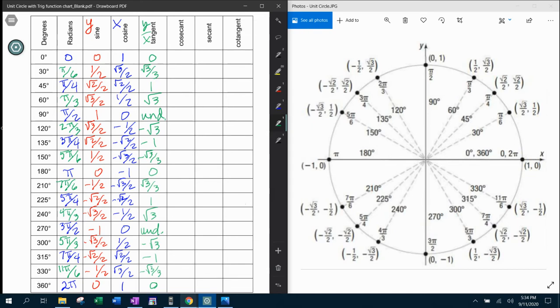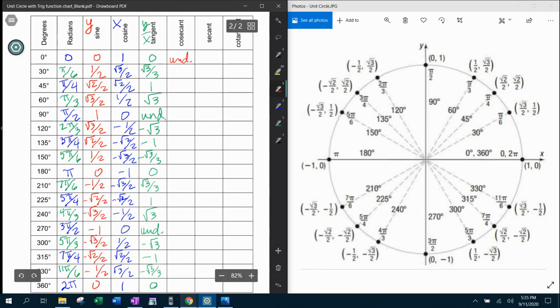So if you can get the first 3 columns, sine, cosine, and tangent, all you have to do to get cosecant, secant, cotangent is flip their respective trig function, okay? So sine and cosecant are reciprocal functions. Cosine and secant are reciprocal functions. Tangent and cotangent are reciprocal functions, okay?